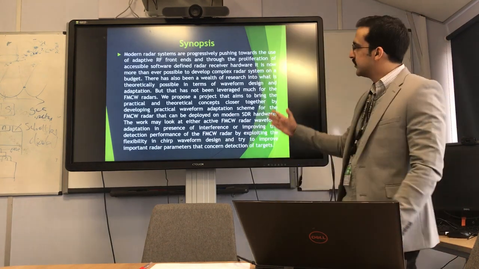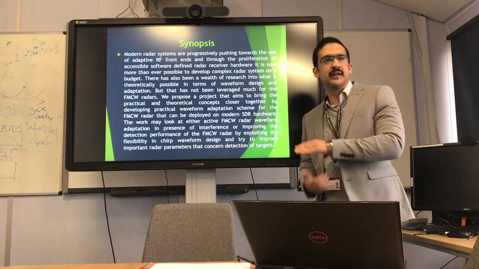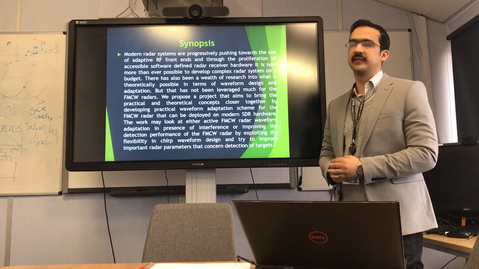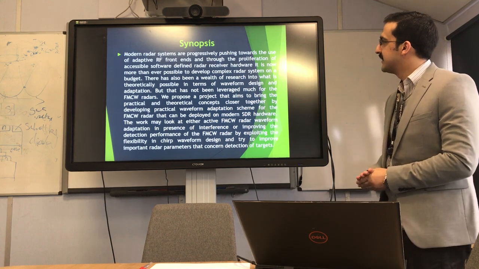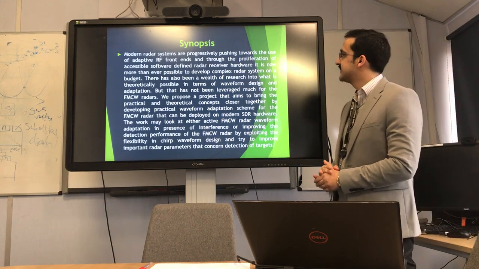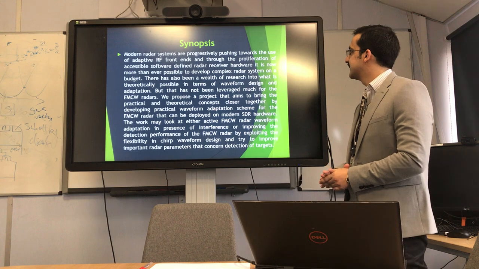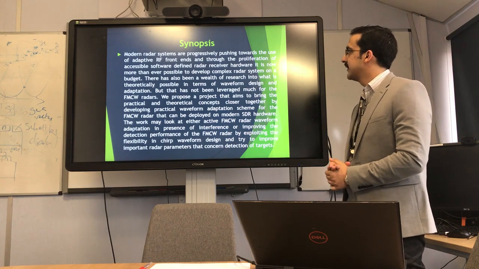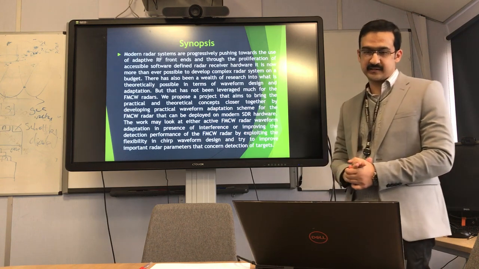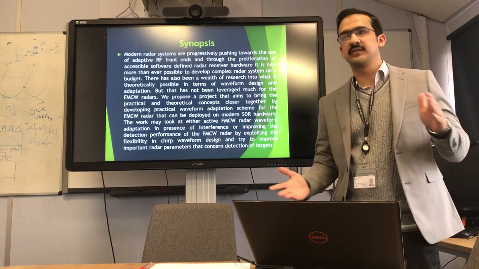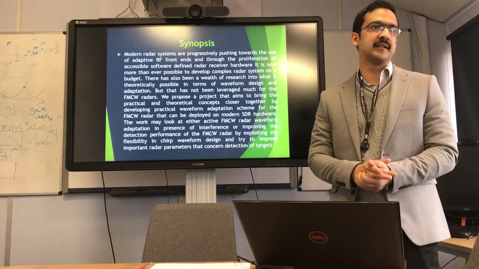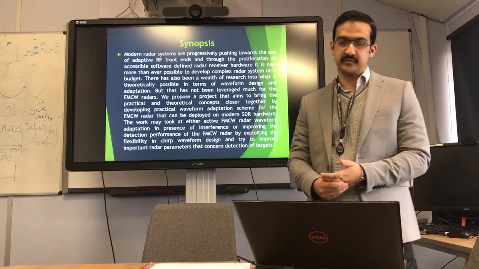I will quickly go through this paragraph so that you may know what the synopsis of my work was. So modern SDR systems are progressively pushing towards the use of adaptive RF front ends, and through the proliferation of accessible software-defined radar receiver hardware, it is now more than ever possible to develop complex radar systems on a budget. So we cannot say that radar is a very costly device. It all depends on the application and the purpose for which the radar is being used.